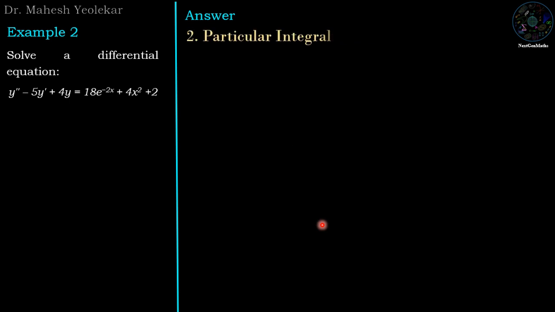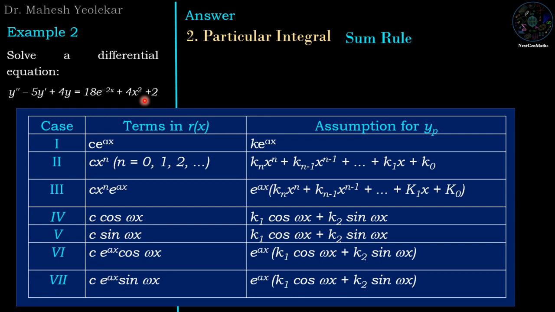Now for the particular integral, here R(x) is a sum of two functions, e power minus 2x and x square. So we have to use the sum rule, and using the sum rule, the assumption of yp is the sum of the assumptions for e power minus 2x and for the polynomial. For e power minus 2x, the assumption is k into e power minus 2x. Here the polynomial is 4x square plus 2, so the assumption for it is k0 plus k1x plus k2x square, and the assumption for e power minus 2x, k3 e power minus 2x, is added.